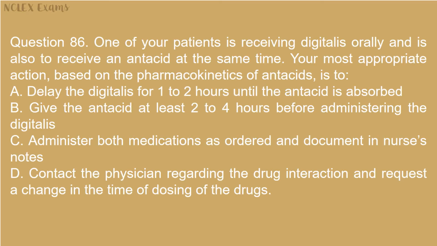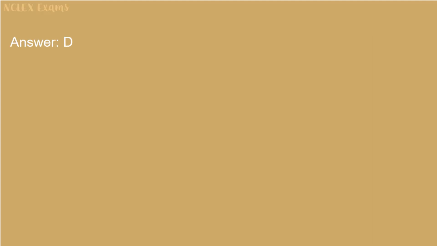Question 86. One of your patients is receiving digitalis orally and is also to receive an antacid at the same time. Your most appropriate action, based on the pharmacokinetics of antacids, is to A. Delay the digitalis for 1 to 2 hours until the antacid is absorbed. B. Give the antacid at least 2 to 4 hours before administering the digitalis. C. Administer both medications as ordered and document in nurse's notes. D. Contact the physician regarding the drug interaction and request a change in the time of dosing of the drugs. Answer D.